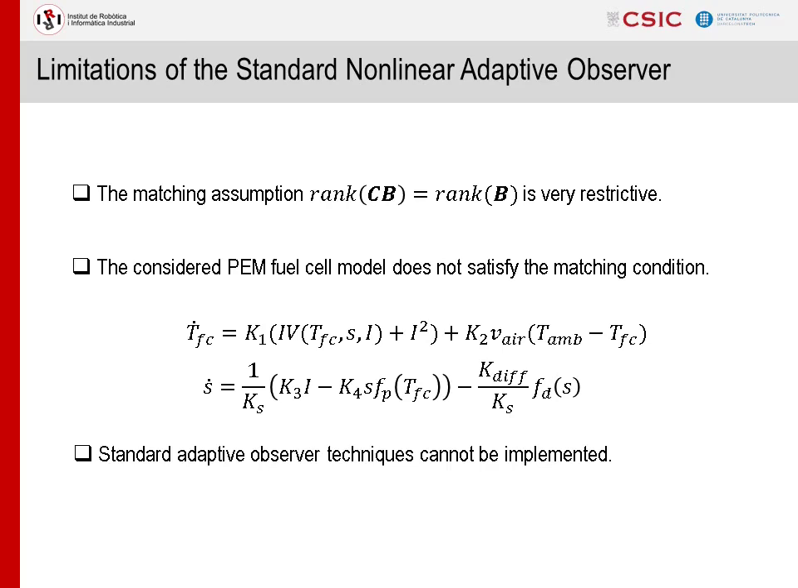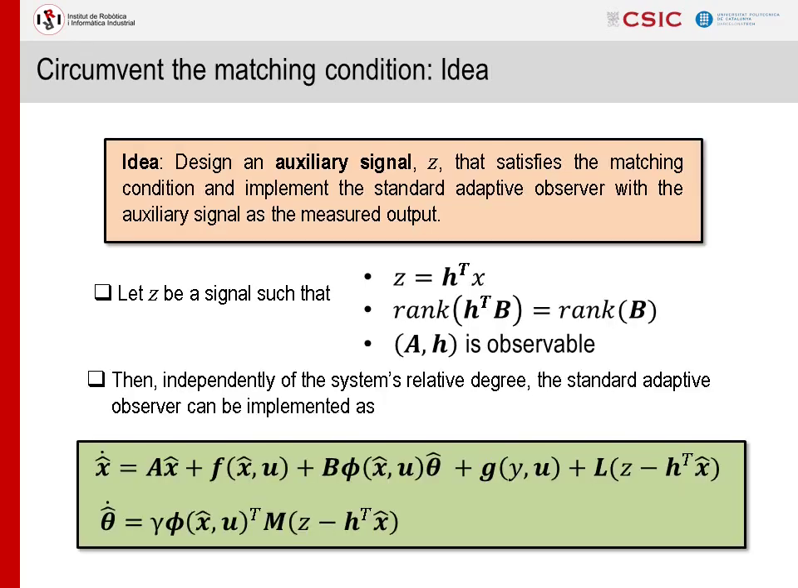This work proposes relaxing the matching condition by means of applying an auxiliary signal. This signal z is designed so it is linear in the unknown states, relative degree 1 to the unknown parameters and rank observable relative to the matrix A. Then, independently of the system relative degree, the standard nonlinear adaptive observer can be applied if this auxiliary signal is taken as the measured output. Specifically, the modified adaptive observer takes the following form.